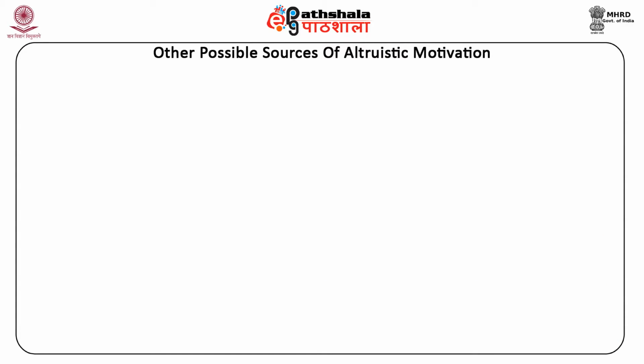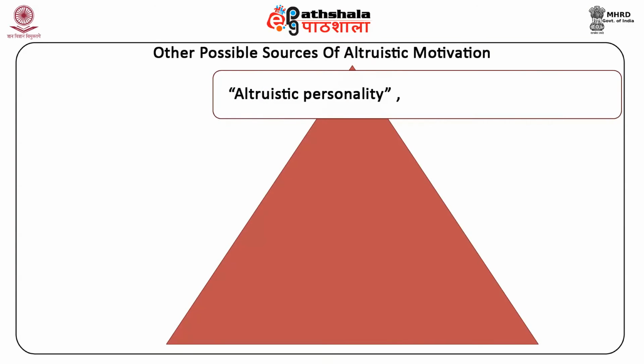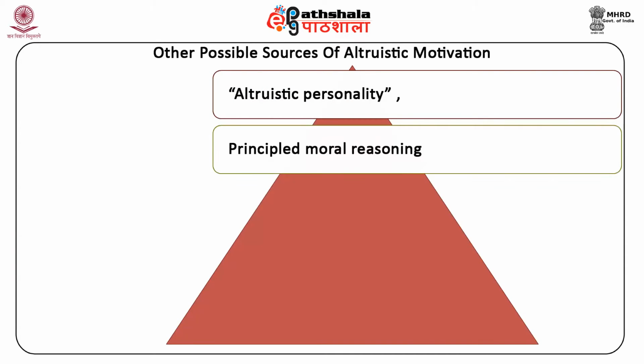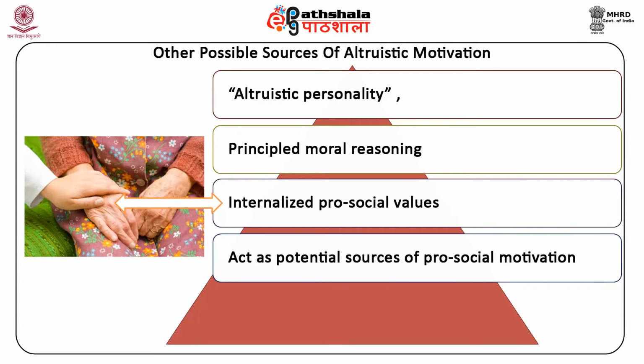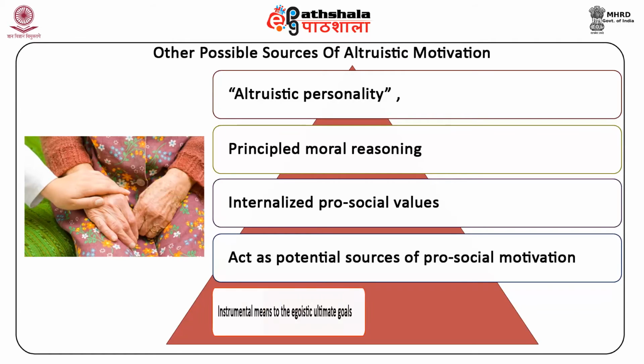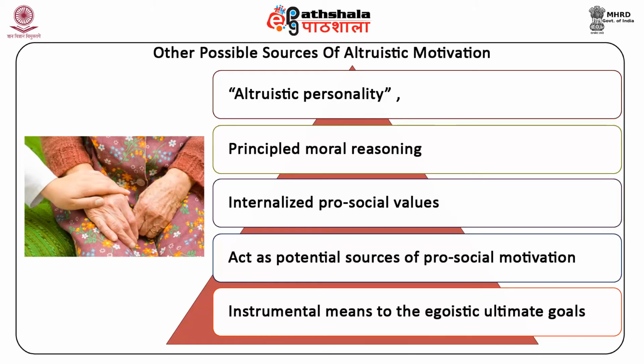On the probable existence of other sources of altruistic motivation, various propositions have been made, including an altruistic personality, principled moral reasoning, and internalized prosocial values. There exists evidence that these can act as potential sources of prosocial motivation. But whether or not they can be used to explain altruistic motivation is not clear. It may be an instrumental means to the egoistic ultimate goals of maintaining one's positive self concept or avoiding guilt.